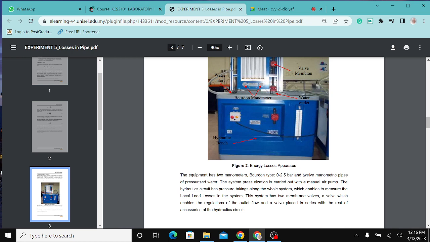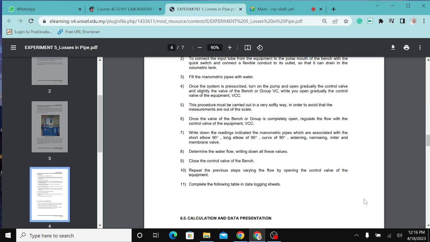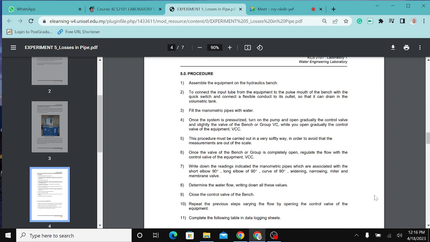The hydraulic circuit has pressure takings along the whole system, which enables measuring the local load losses in the system. The system also has 2 membrane valves, a valve which enables the regulation of the outlet flow, and a valve placed in series with the rest of the accessories of the hydraulic circuit. Okay, so these are the details of the procedure.